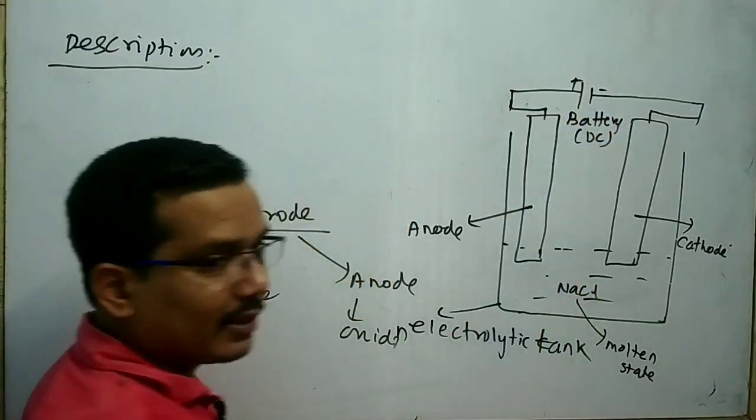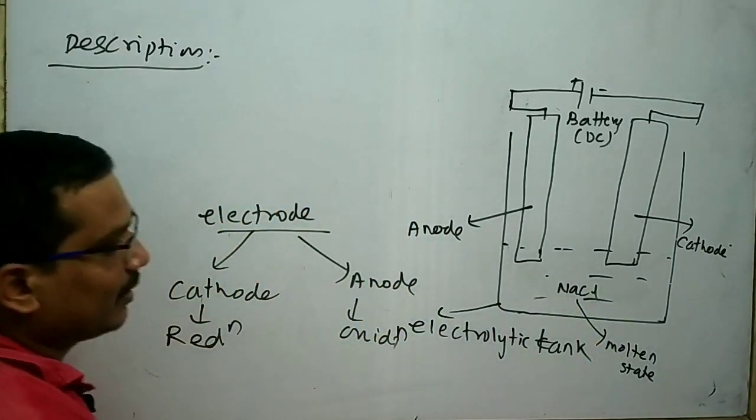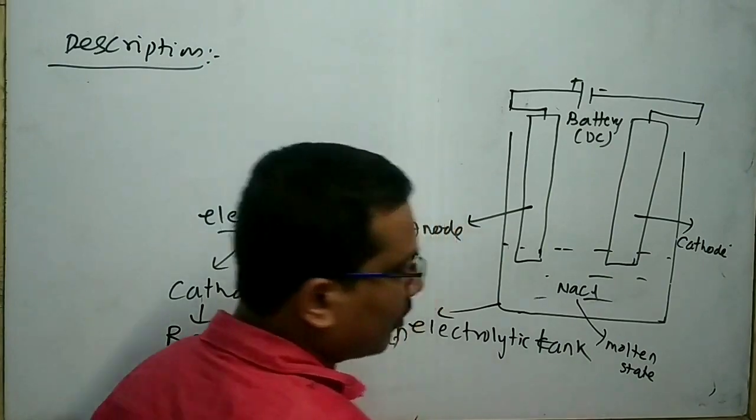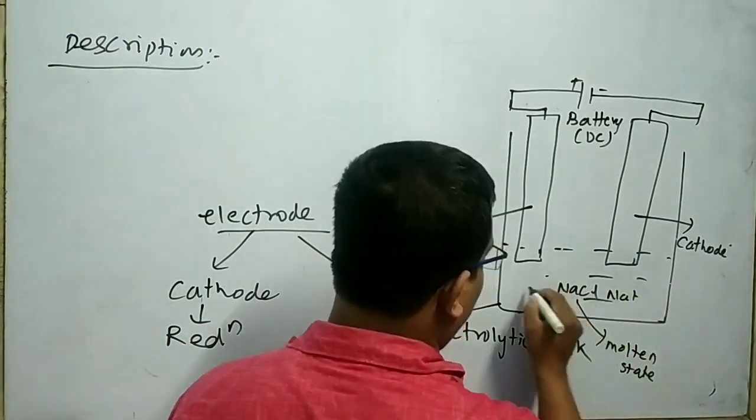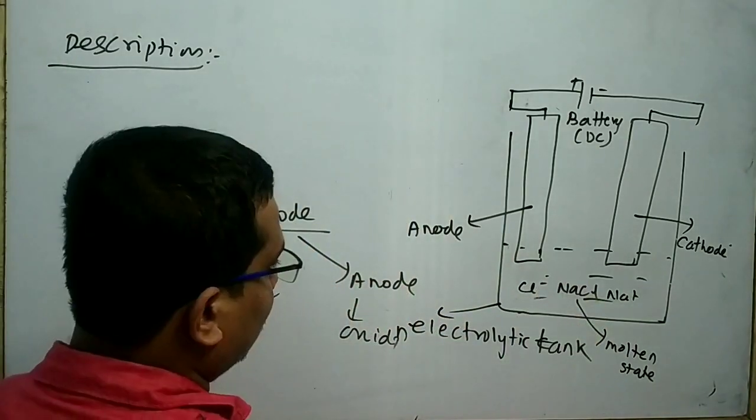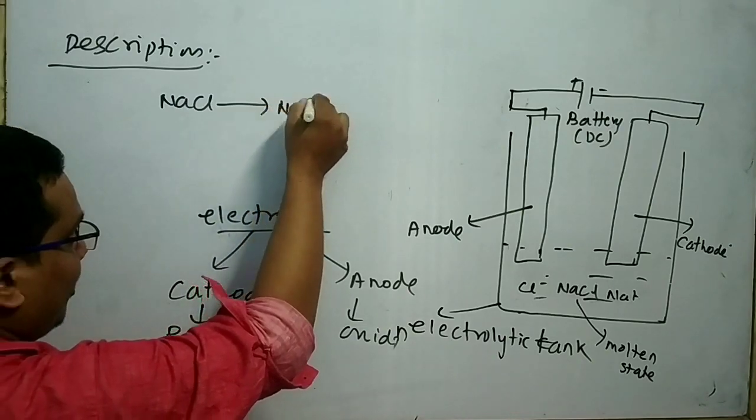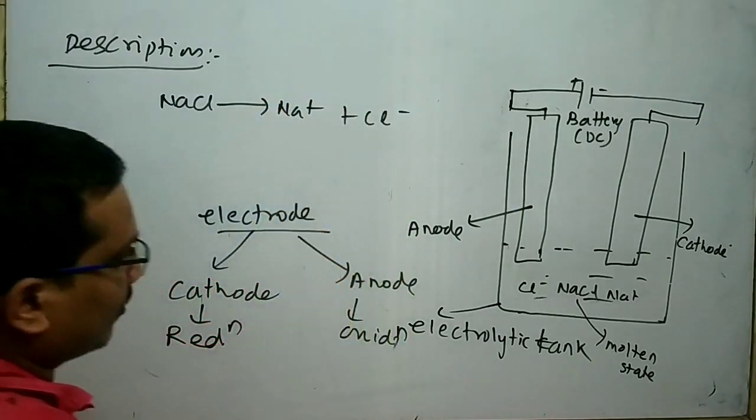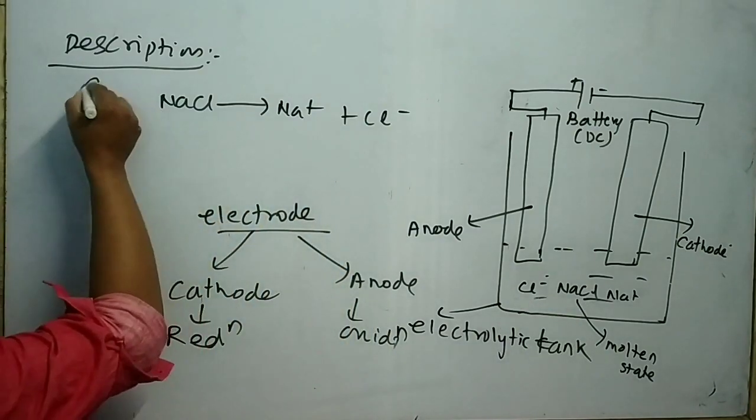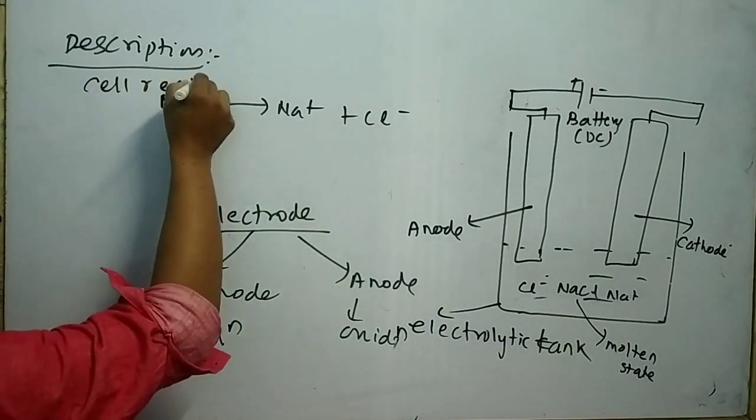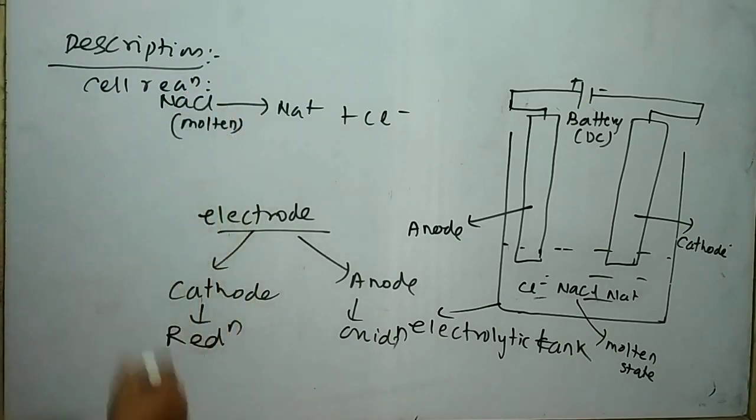When electric current is supplied to the molten NaCl electrolyte, then the NaCl undergoes dissociation, giving Na+ and Cl-. That means I can write NaCl gives Na+ + Cl-. This reaction is done in the cell, so it is considered as the cell reaction. This is your molten NaCl.